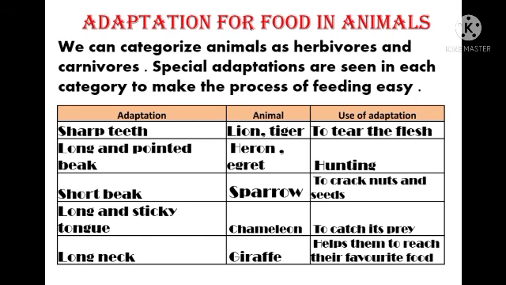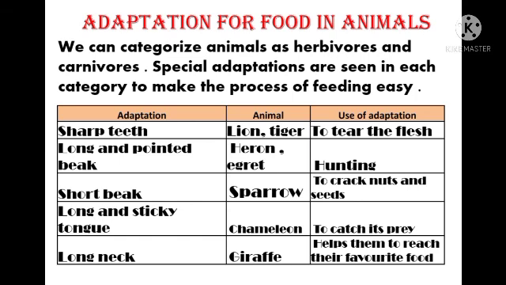And examples of herbivorous animals are goat, sheep, giraffe, deer, etc. So, special adaptations are seen in each category to make the process of feeding easy. Let's see the adaptation of sharp teeth. Which animals would have sharp teeth, students? Animals like lion and tiger, because they feed on flesh. They tear the flesh, they tear the meat, and then they eat. So, animals having sharp teeth use their teeth to tear the flesh, and the examples are lion and tiger.